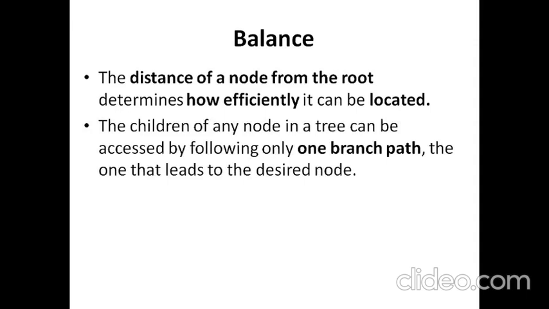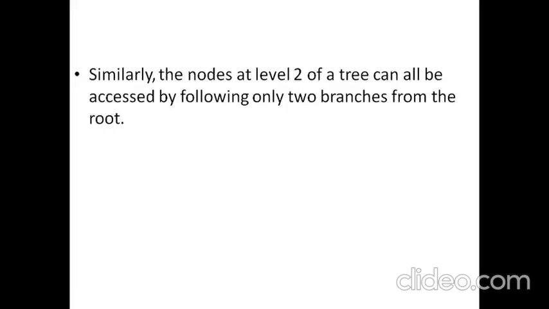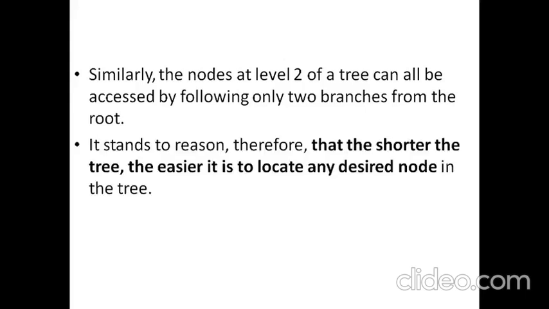The children of any node in a tree can be accessed by following only one branch path, and the nodes at level 1, which are children of the root, can be accessed by following one branch. Similarly, the nodes at level 2 of the tree can all be accessed by following only 2 branches from the root. Now the crux of this discussion is, it stands to reason therefore that the shorter the tree, the easier it is to locate any desired node.